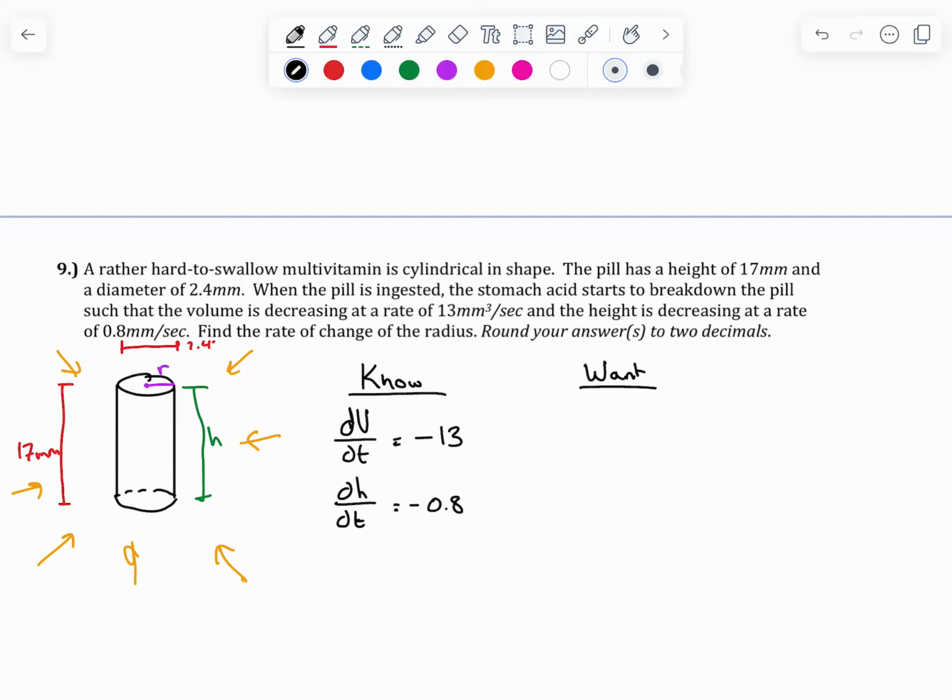And look, what do we want? We want the rate of change of the radius. We want dr/dt when h is 17 and r is 1.2. Because remember, it said the diameter is 2.4, which means the radius is 1.2.